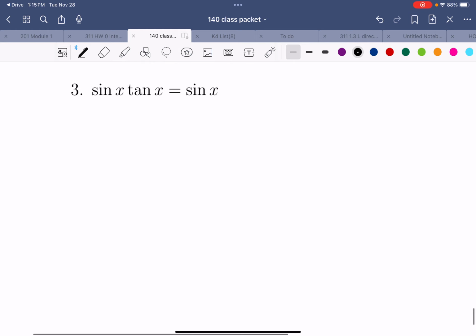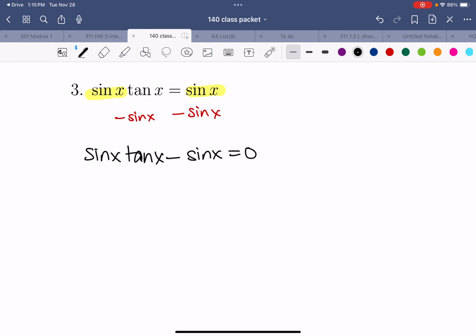All right, now there's some other techniques we can use to solve when we get to number 3. Notice that I have a sine x on both sides, and I don't have any numbers to work with here. So what we're going to do is put everything on one side so that we have a 0 on the other. So let's go ahead and subtract a sine x here. And that's going to give me sine x tangent x minus sine x equals 0. And then if I'm going to solve this, think about them as variables. I have a sine in both terms, so I'm going to factor that out to the front. And I'm going to be left with tangent x minus 1.